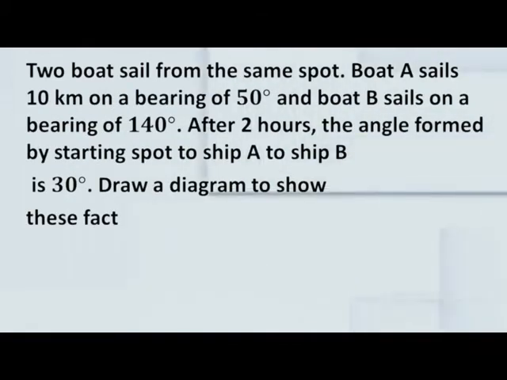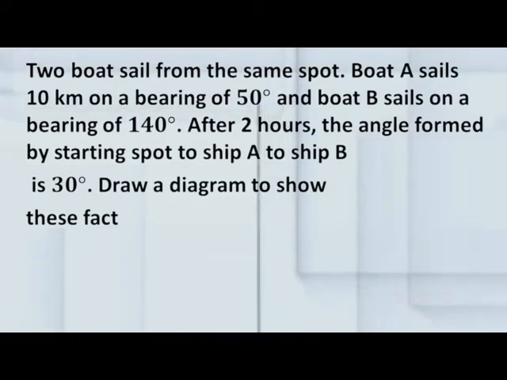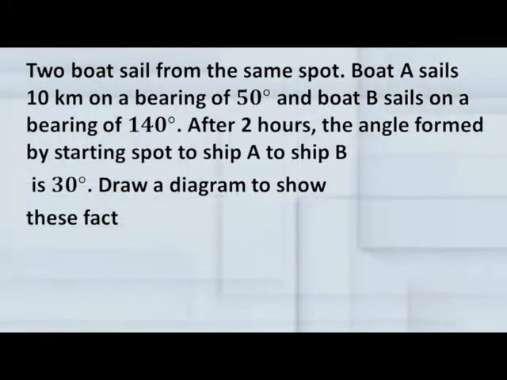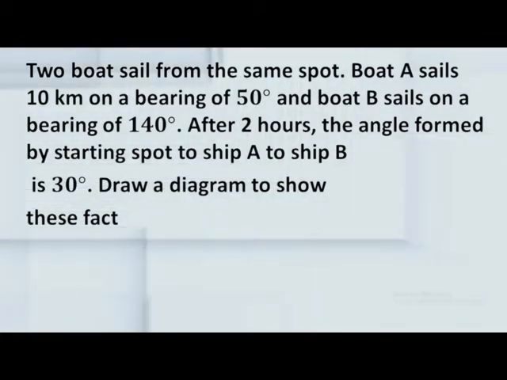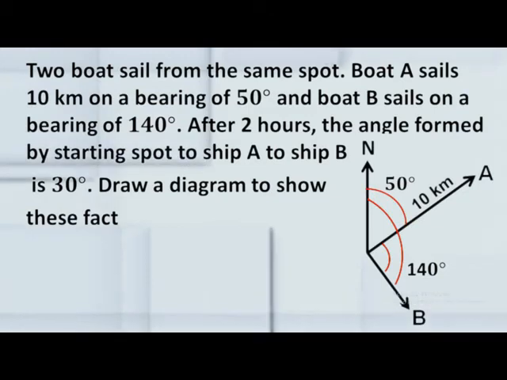So, in this example, two boats sail from the same spot. Boat A sails 10 km on a bearing of 50 degrees and boat B sails on a bearing of 140 degrees. After 2 hours, the angle formed by starting spot to ship A to ship B is 30 degrees. Draw a diagram to show this fact. This is the diagram to show this fact.